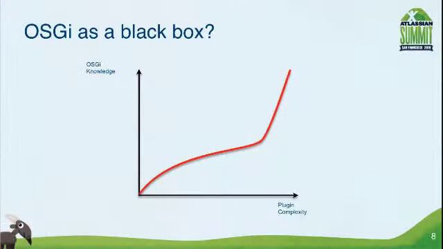Graphically, I kind of think about the situation as follows. We have a graph here of OSGi knowledge versus plugin complexity. If you're building a simple plugin, like a gadget, something that requires little Java code, maybe just some XML and JavaScript, you really don't need to know about OSGi. The plugin system is going to automatically convert everything to an OSGi bundle for you at runtime.